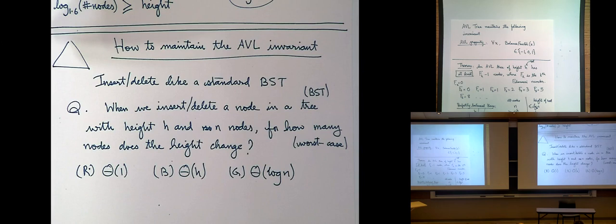The tree. No, no. You insert one node. You insert one node, some heights are going to change. Does that make sense? You insert, so here's a binary search tree. You went ahead and you inserted something. So you're going to add this. For how many nodes does the height change?